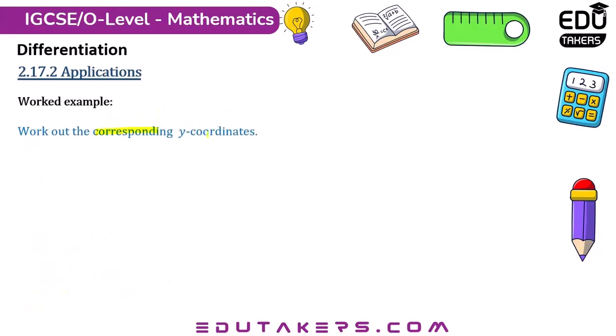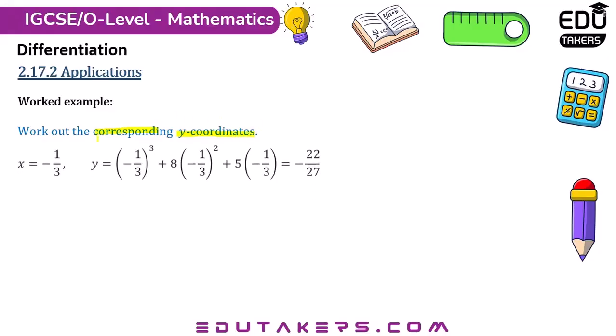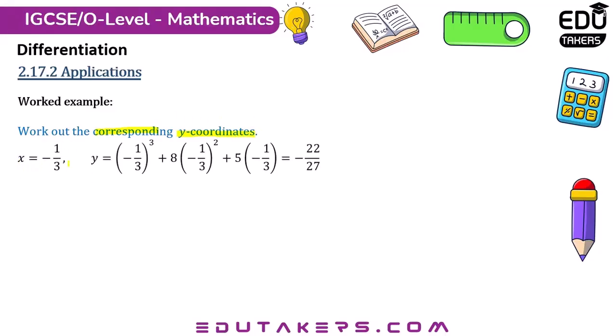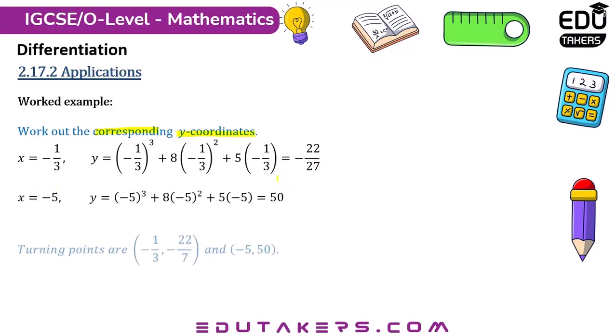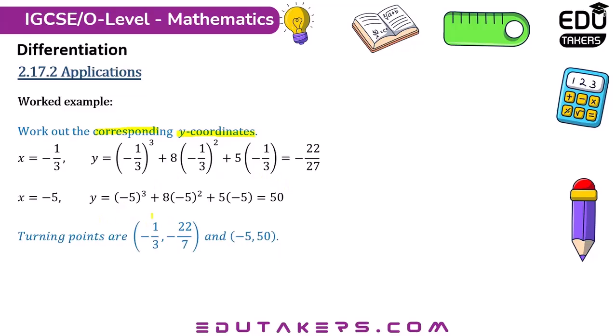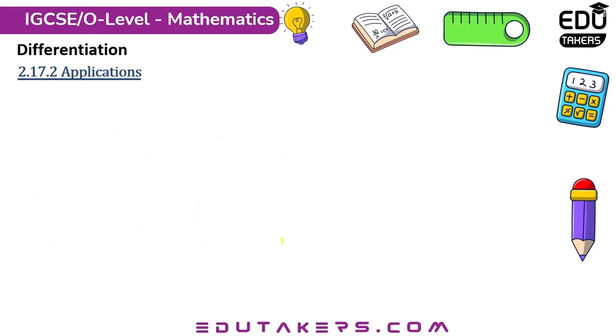Work out the corresponding y coordinates. When x is -1/3, y is -22/27. When x is -5, y is 50. So the turning points are (-1/3, -22/27) and (-5, 50).